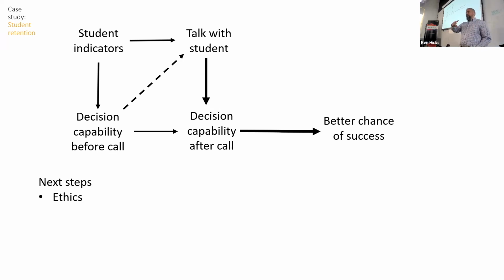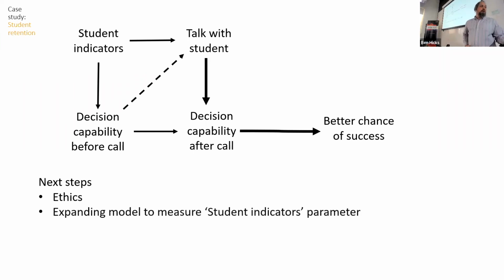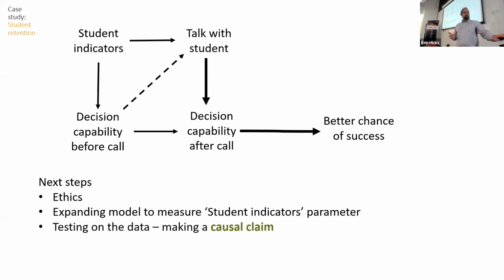We could also apply this to other data sets as well, though, because as long as the intervention follows something similar to this pattern, we can hopefully apply it to different contexts. Part of what will need to be done is just expanding on that student indicators little blob there. That's not like a variable sitting in the data set, but it is important to be able to estimate the causal effects here. So we'll need to find some proxy variables of that and then include them in this structure as well. And from there, we can test this on data and make a causal claim.